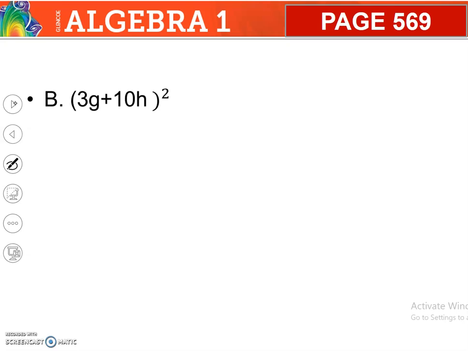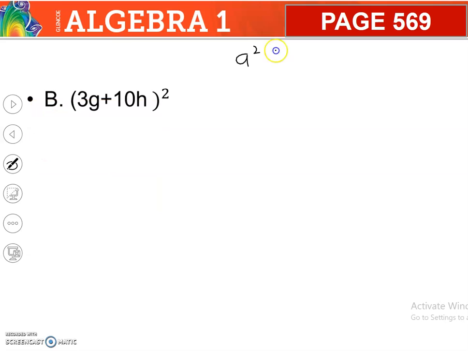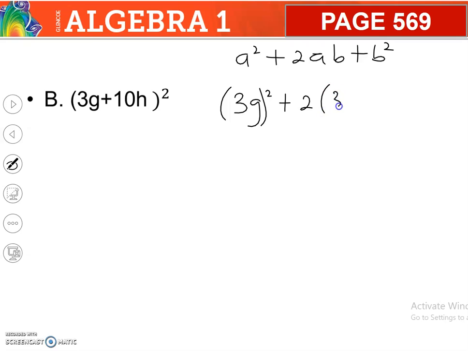Now b, 3g plus 10h squared. So using the same a squared plus 2ab plus b squared, we can simply write that as 3g squared, let me put that for a, plus 2. What is our a? 3g. And what is our b? 10h. Plus b, which is 10h, and we put our squared.